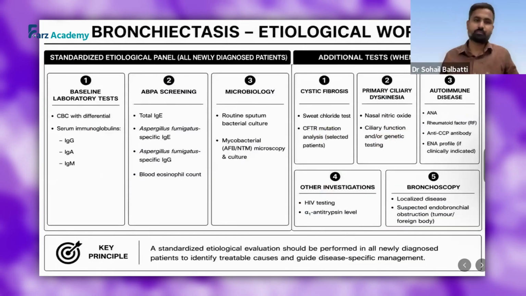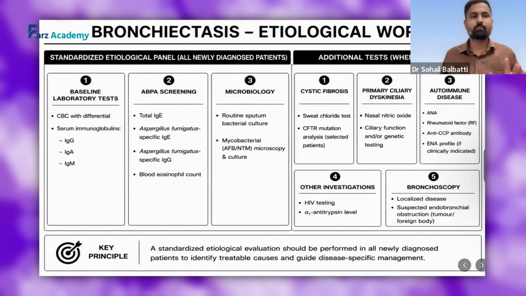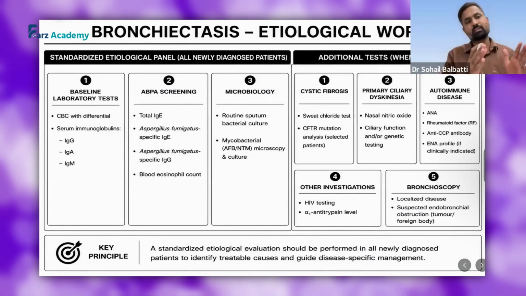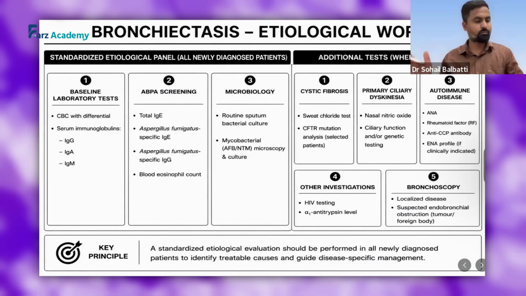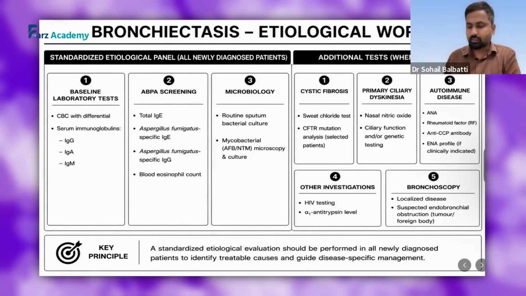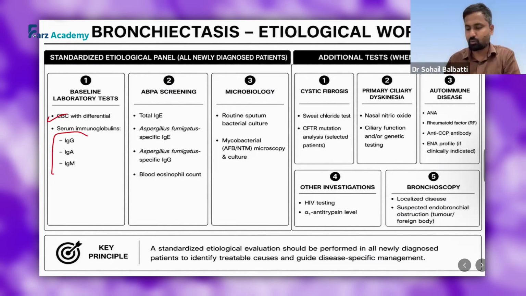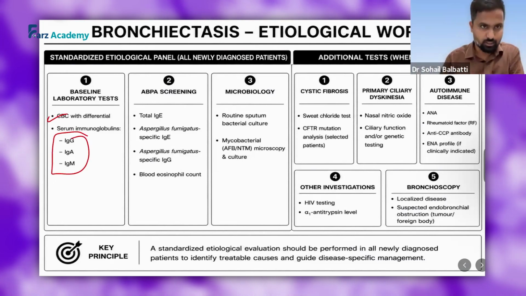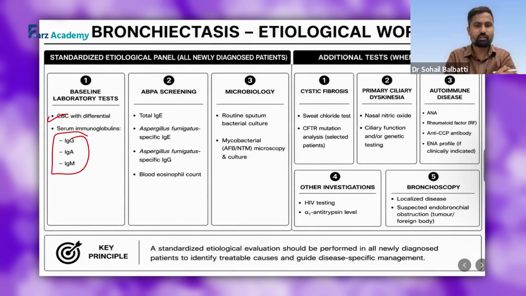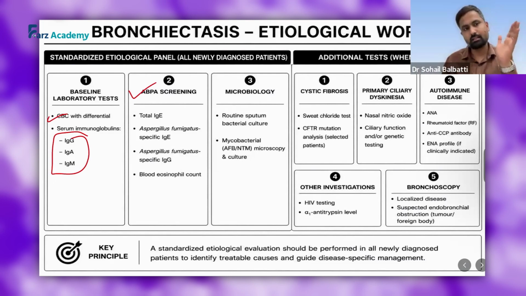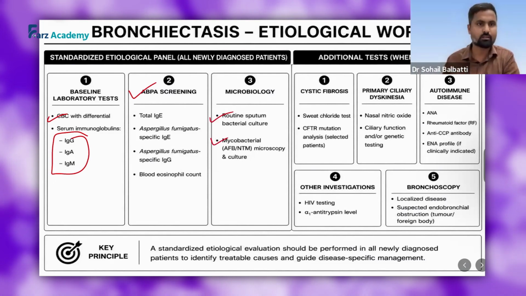So, etiological workup. How do you do a workup for a patient of bronchiectasis? There is a panel which has to be done in all patients, and there are a few which have to be done in indicated patients. As per the ERS guideline, you have to evaluate all patients with CBC, and a very important addition is immunoglobulins, because they are seeing more patients with immunodeficiencies. And for ABPA, we have an ABPA screening panel. Don't worry, I'll discuss this individually in a subsequent slide. And of course, we have to send a sputum culture. The importance of sputum culture will be taught in microbiology.